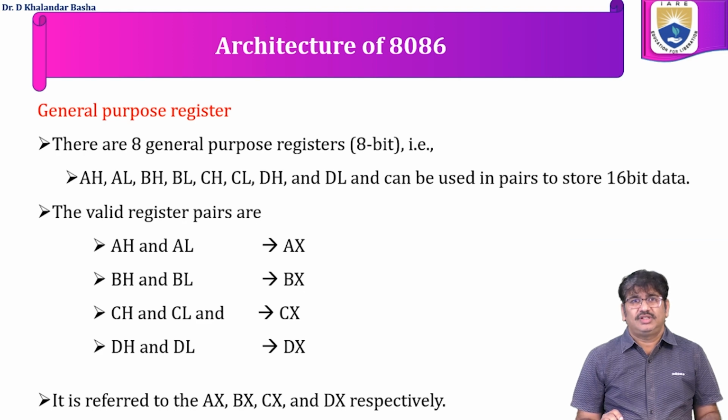In the 8086 processor architecture, we can see the general purpose registers. There are 8 general purpose registers of size 8 bits, namely AH, AL, BH, BL, CH, CL, DH and DL, and they can be used in pairs to store 16-bit data. The valid register pairs are: AH and AL paired as the AX register, BH and BL paired as the BX register, CH and CL paired as the CX register, and DH and DL paired as the DX register. They are referred to as AX, BX, CX, DX respectively.